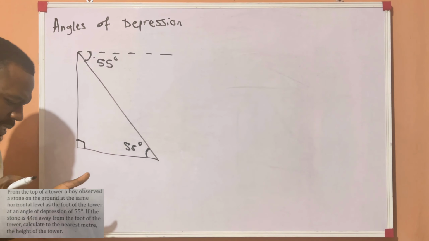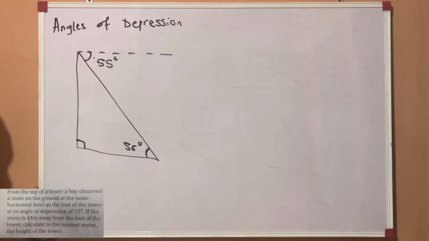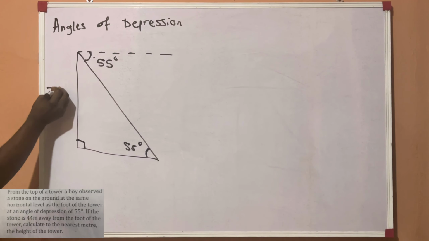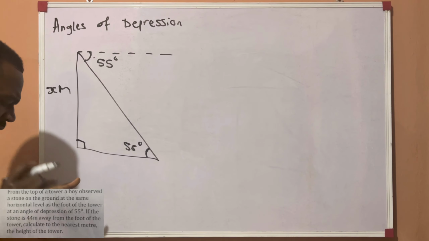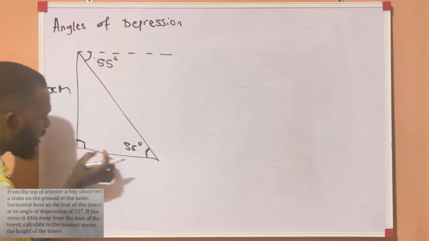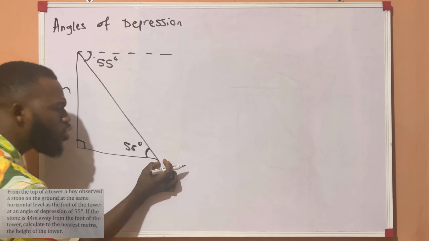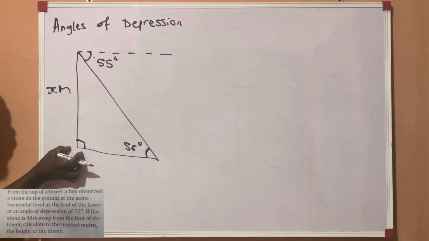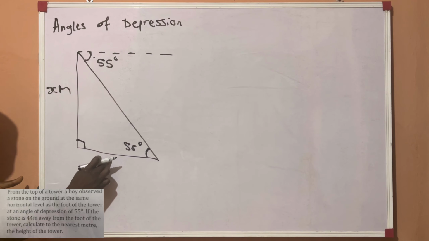We were told that we should calculate to the nearest meter the height. Now, if this is the height of the tower, we will say let here be x meters, because we don't know. That is what it said we should calculate for. And then also, we were given that the stone is 44 meters away from the foot of the tower. We all know this is the stone, this is the foot of the tower, and this is the top of the tower. We were told now that if the stone is 44 meters away from the foot of the tower, it means here is 44 meters.